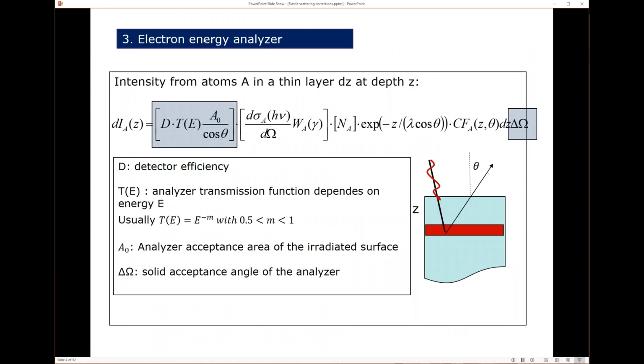Third factor is the electron energy analyzer, the efficiency of the detector, and there's the analyzer transmission function, which depends on the kinetic energy of the electron, so that should be corrected for, and that's what is done in the step where we correct for the analyzer transmission. It's usually fairly simple. Correction is usually sufficient to account for that.